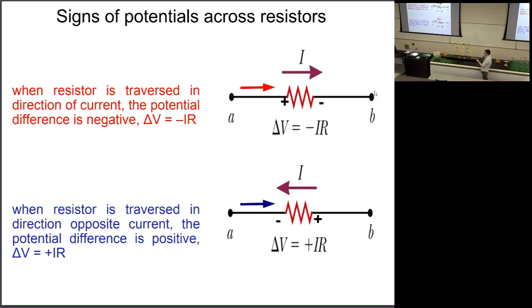This picture down here is the reverse. So here we're traversing the resistor, and the blue arrow is us walking, or the electron moving, opposite the direction of the current. In that case, you're climbing up the potential hill. So if you're going opposite the direction of the current, the potential difference is going to be plus IR. So that's one place where you've got to get the plus sign or the minus sign correct.